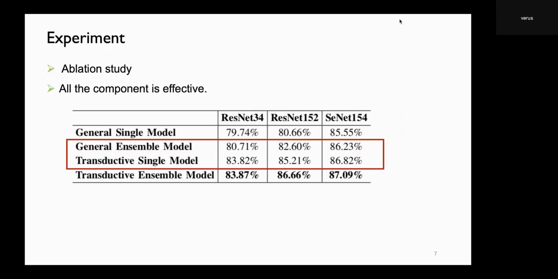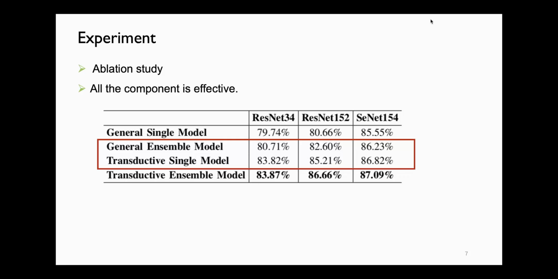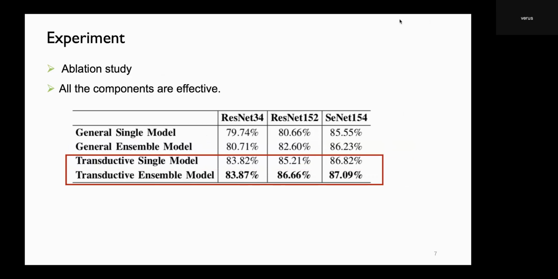The result performs better than the second row, the general ensemble model, which means the transductive part is important for the whole process. And the first row, which is our method, has the best performance, showing that the ensemble can further improve the performance.